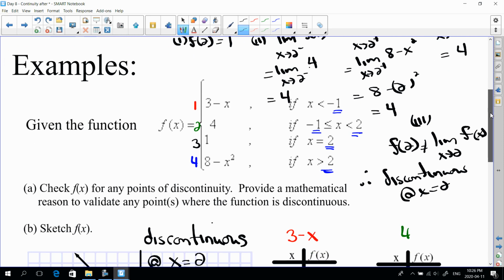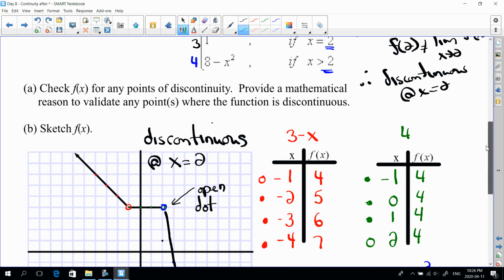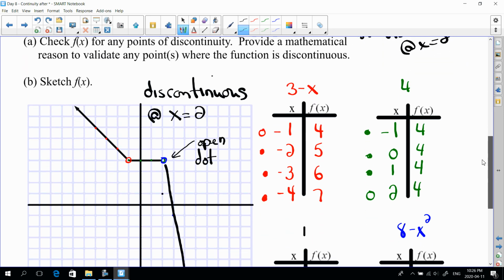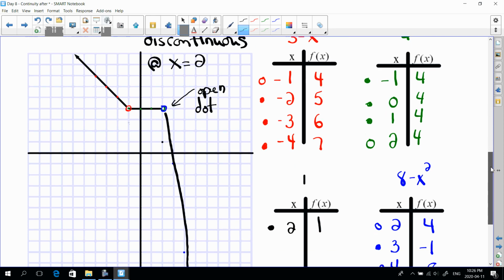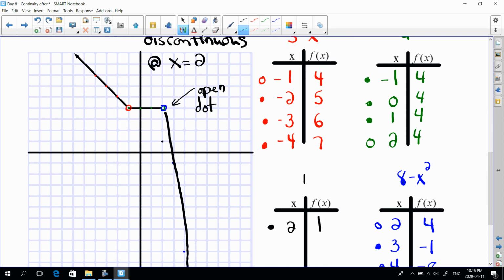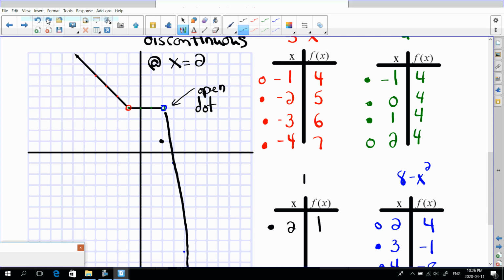All right, you would have gone through this probably in a previous course, but I'll quickly go through it with you. And you can see why it's discontinuous. I'll darken that up a little bit. All right, so how this works is like this.